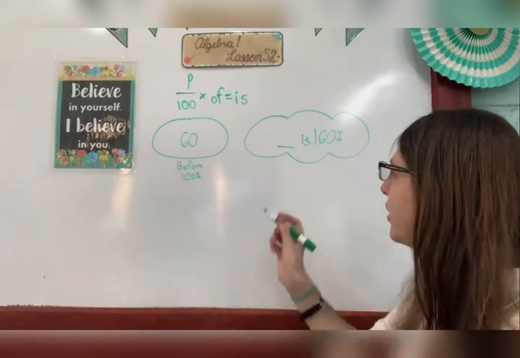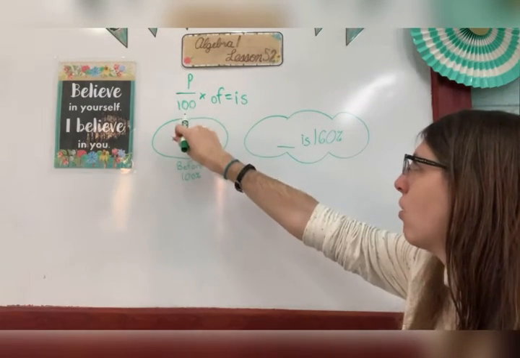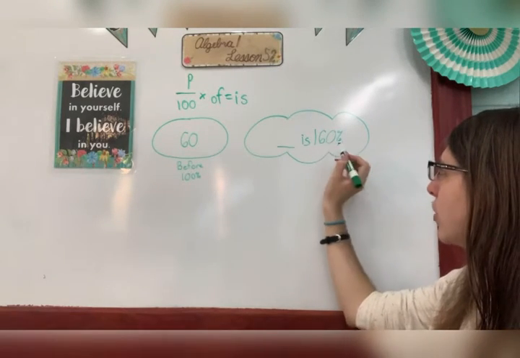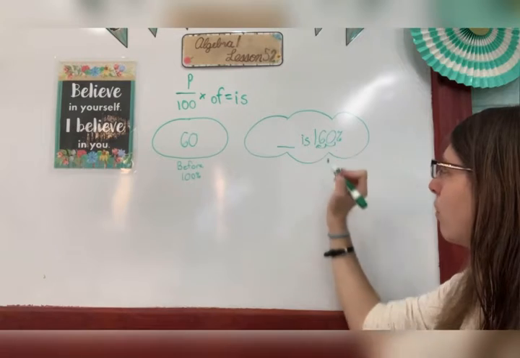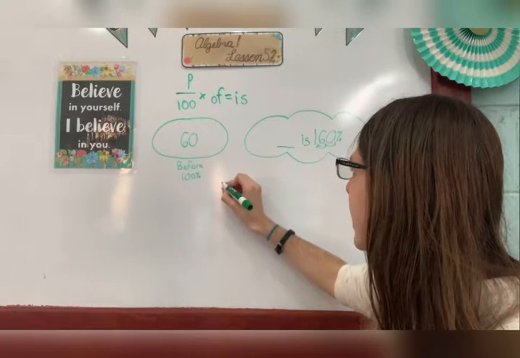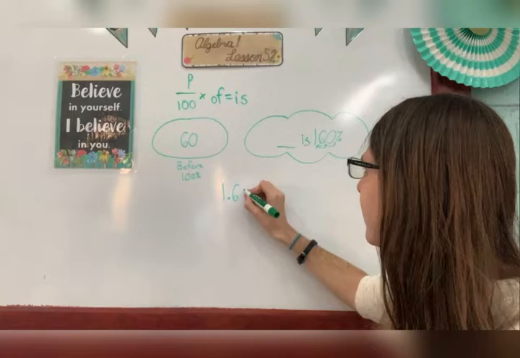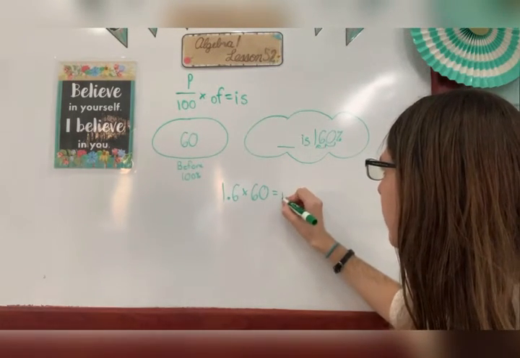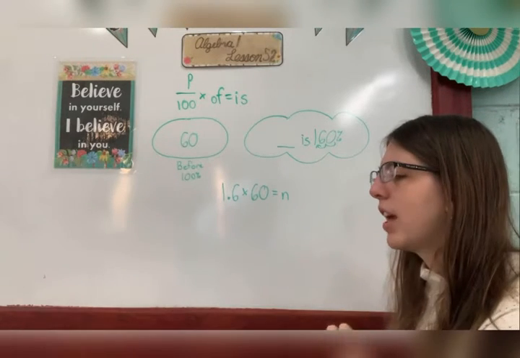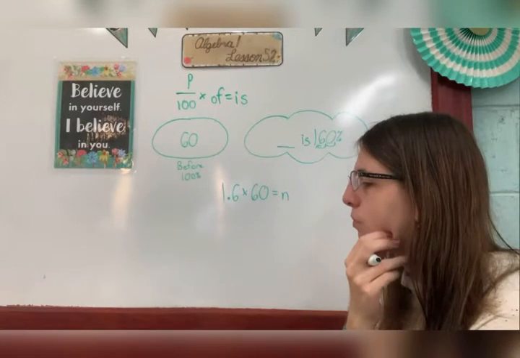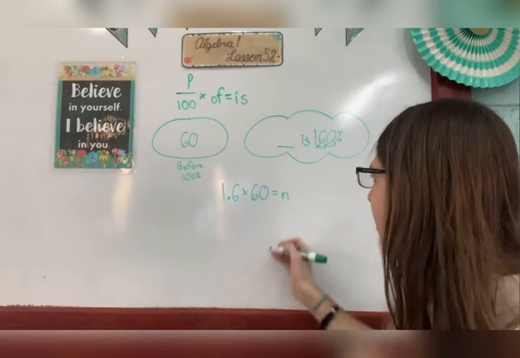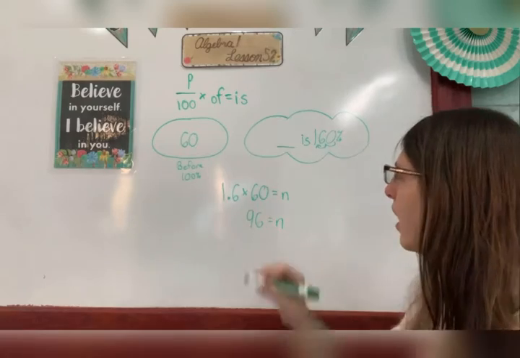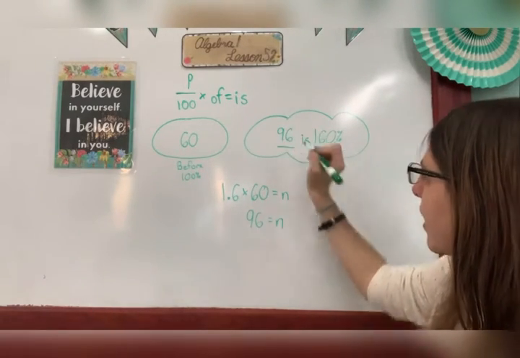Now I don't need to write 160 over 100 if I just remember I need to divide this by 100, meaning I need to move my decimal point over 2 places. So I can make it nice and simple. 1.6 times 60 equals n, the number I'm looking for. Now I multiplied 1.6 times 60, and that gives me 96. And I put that 96 here.